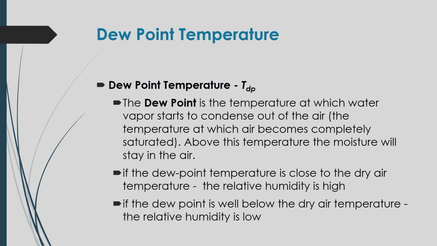Now, we have already discussed the dew point temperature. It is basically the temperature at which water vapor starts to condense out of the air, that is, the temperature at which the air becomes completely saturated. Above this temperature the moisture will stay in the air. If the dew point temperature is close to the dry air temperature, then the relative humidity will be high, whereas if the dew point is well below the dry air temperature, you can see that the relative humidity will be low.